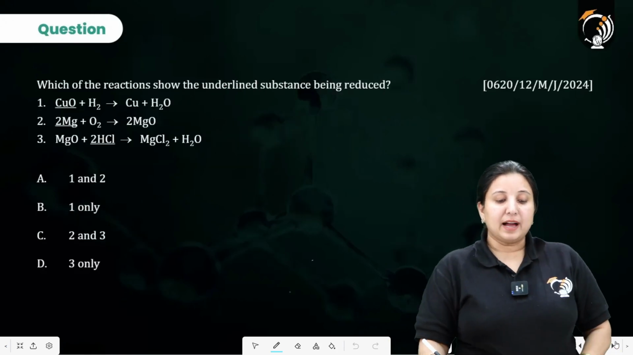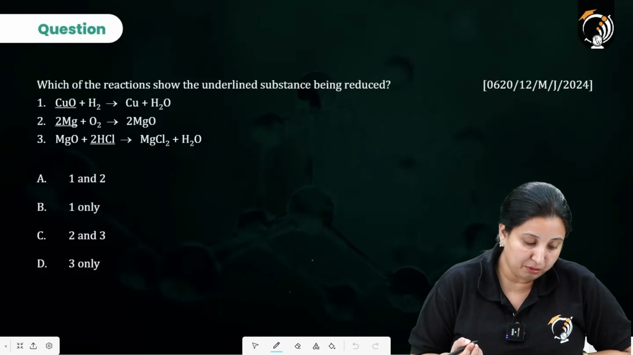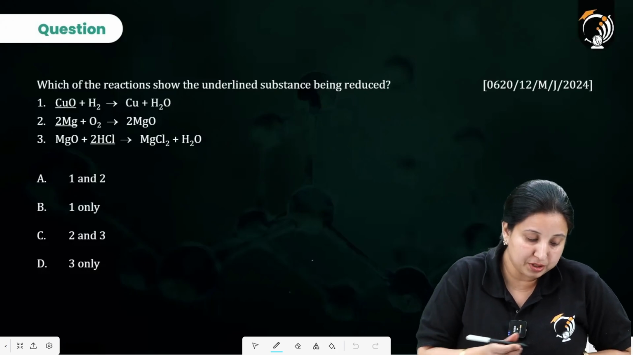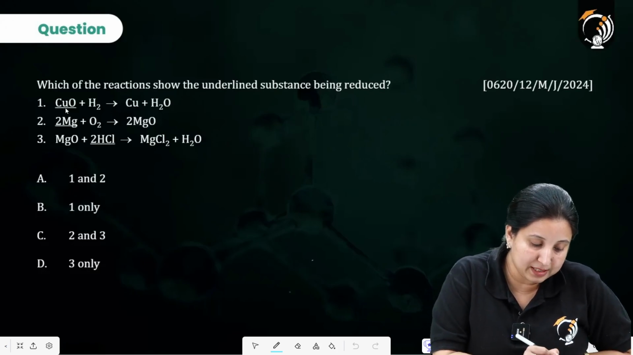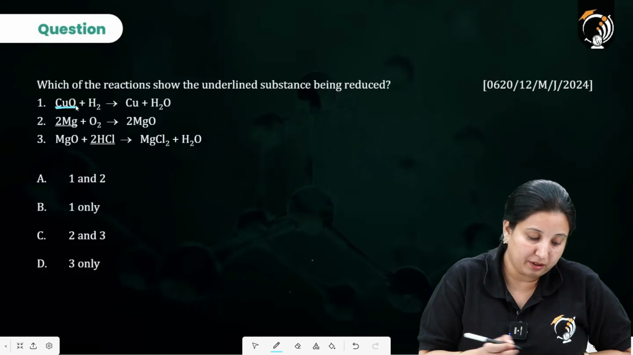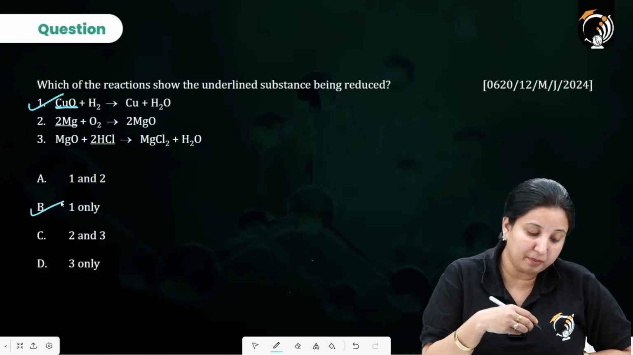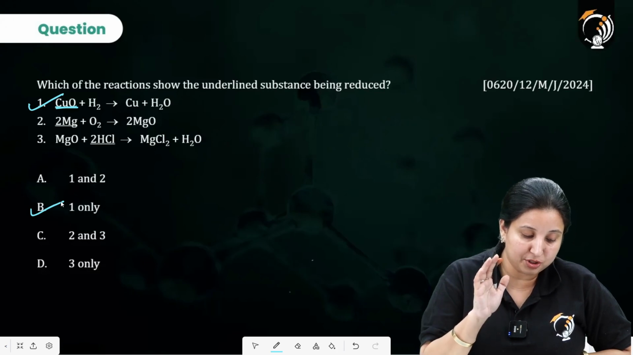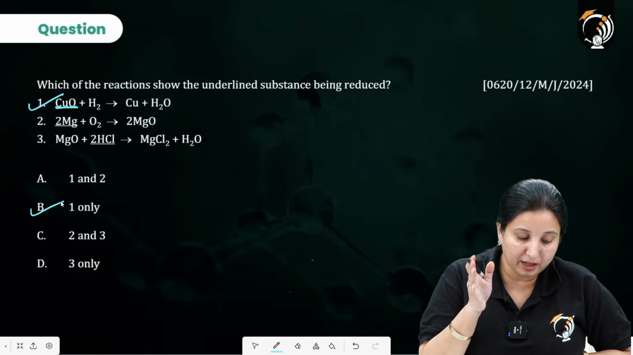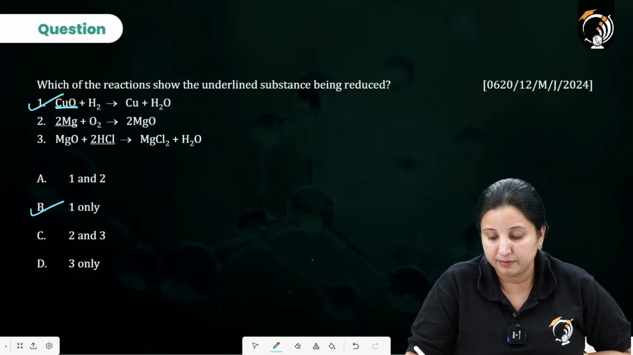Next is, which of the reactions show the underlying substance being reduced? Now, if I talk about being reduced, over here, if you look at what is happening, from the copper oxide, oxygen is being removed. So option 1 is going to be my answer. 2 and 3 cannot be, because in 2 there is the addition of oxygen, and in the case of 3 again there is what? The addition of the electronegative element.